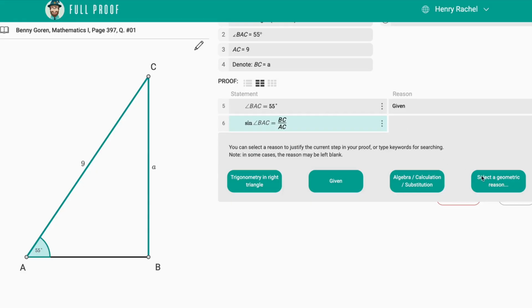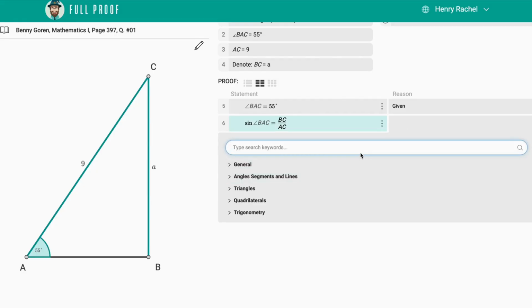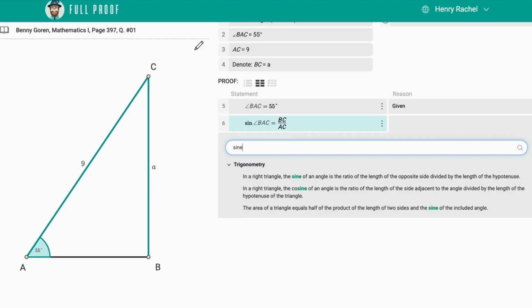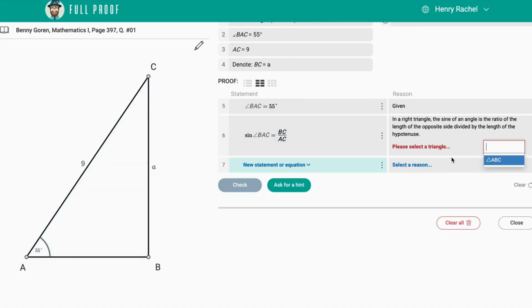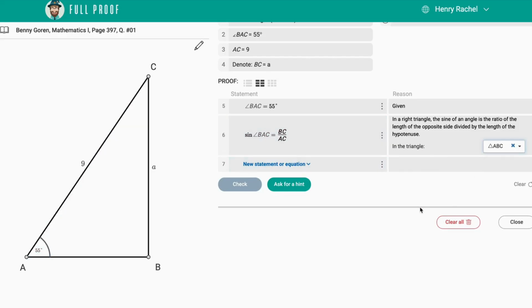Now, what was my reasoning behind this? Well, let's go ahead and just type in the word sine, and let's see which one matches what we're trying to get to the best. In a right triangle, the sine of an angle is the ratio of the length of the opposite side divided by the length of the hypotenuse. That's exactly what we learned earlier in the class period. So we're going to select that one and select the triangle we're working with.